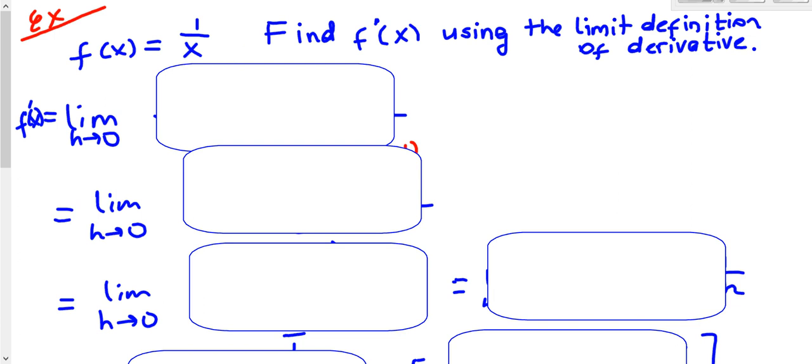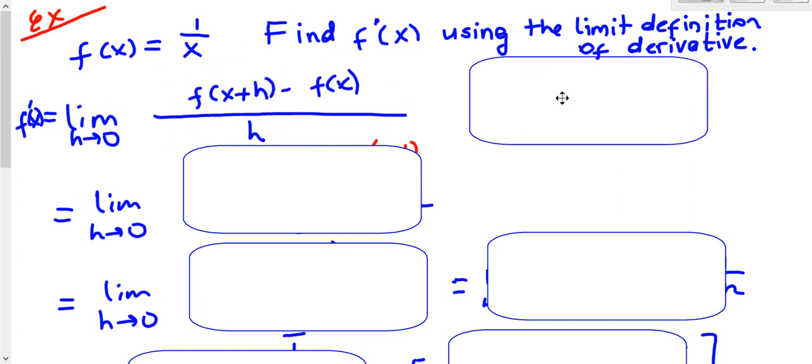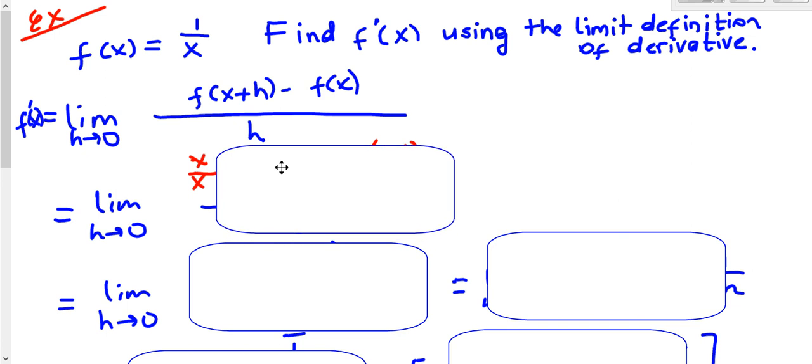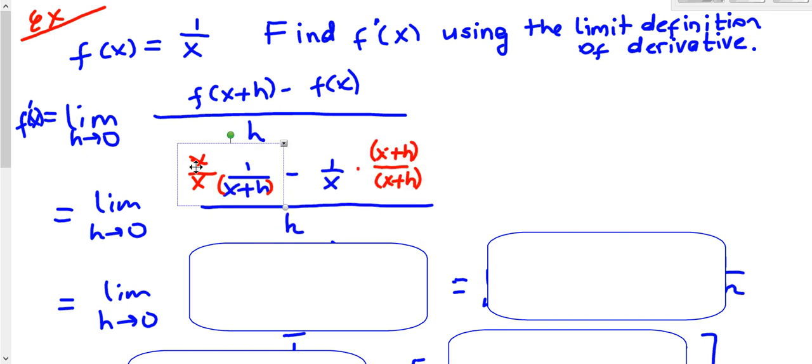So again, here was the definition that we've used several times already. So what is f of x plus h for this function? So replace every x with x plus h, right? It's going to be 1 over quantity x plus h. Okay, so first you replace x with x plus h. So this x is replaced. So we have 1 over x plus h minus the original function 1 over x all over h.